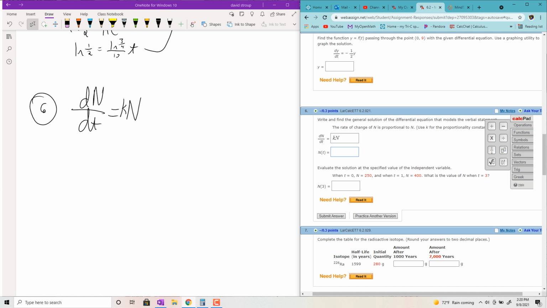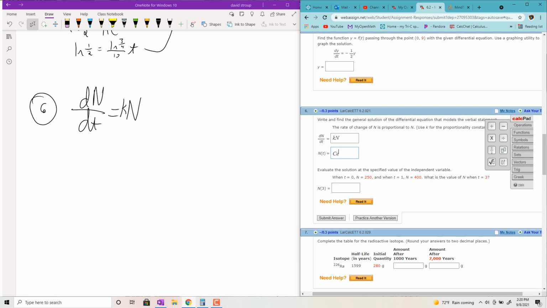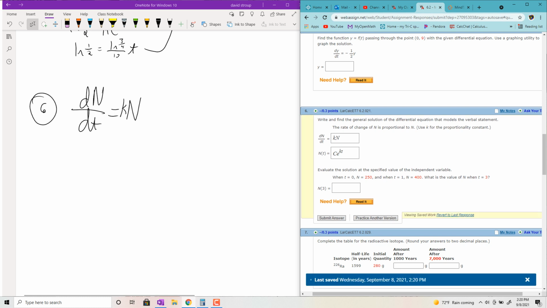And then this will be, obviously, c e to the kt, depending on if they want you to write it with the constant k in there without solving for k and c. Evaluate the solution at the specific value of the independent variable.